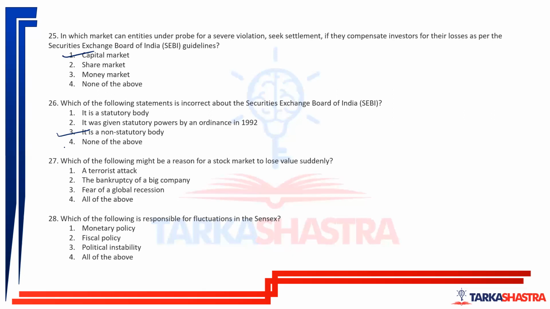Which of the following might be a reason for the stock market to lose value suddenly? A terrorist attack, the bankruptcy of a big company, fear of global recession. All of the above. If any of these three happens, the stock market is affected. Which of the following is responsible for fluctuations in Sensex? Monetary policy, fiscal policy, political instability, all of the above. All of these affect the Sensex, and because of that the fluctuations are there.